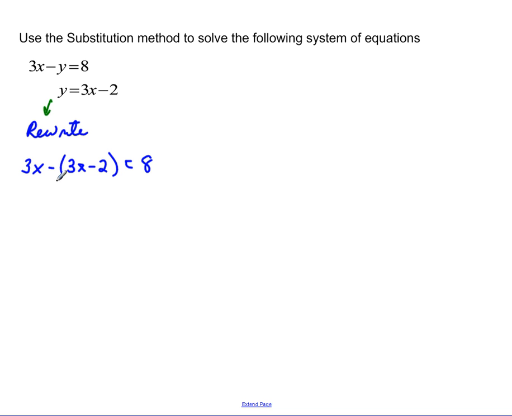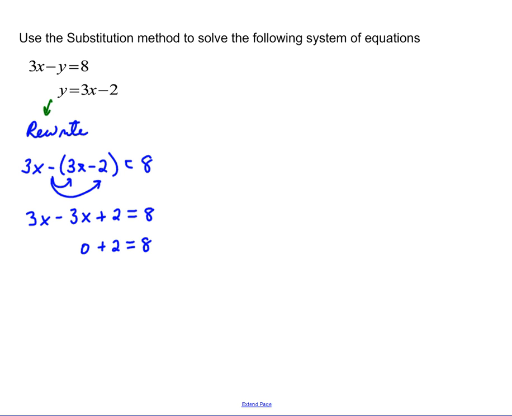Well, how do we handle this? Remember, we have to distribute the negative that's outside of the parentheses to both terms inside the parentheses. We come up with 3x minus 3x plus 2 equal to 8. And if we subtract 3x minus 3x, we get 0 plus 2 equals 8. Uh-oh. Is that true? Well, the answer, of course, is no. That's not true. What conclusion should we reach?